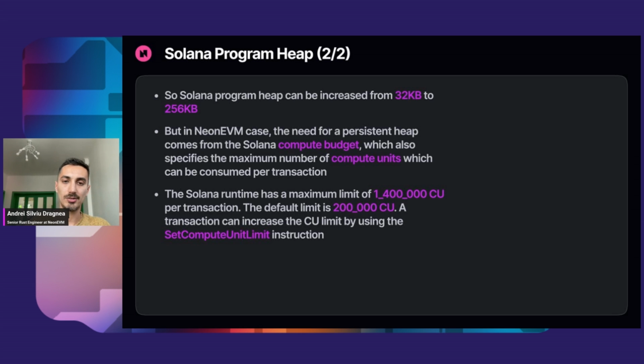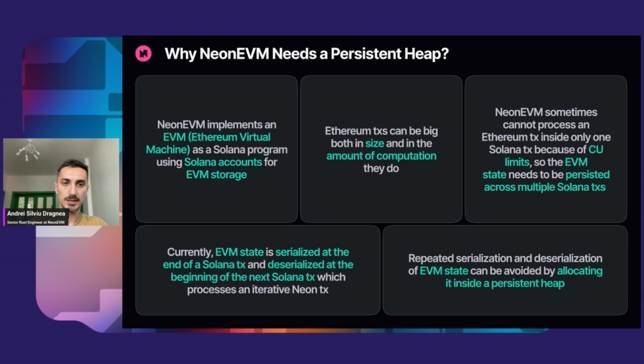And one of those limits is related to compute units. What are compute units? Basically, they are some basic operations of the Solana virtual machine that runs Solana programs that limit the number of computations that you can do during one Solana transaction. The Solana runtime has a maximum limit of 1,400,000 compute units per transaction. The default limit is lower, it's only 200,000 compute units. And this limit can also be increased by the set compute unit limit instruction if you need it. But it's still sometimes not enough for us. And we'll talk next about why this is the case.